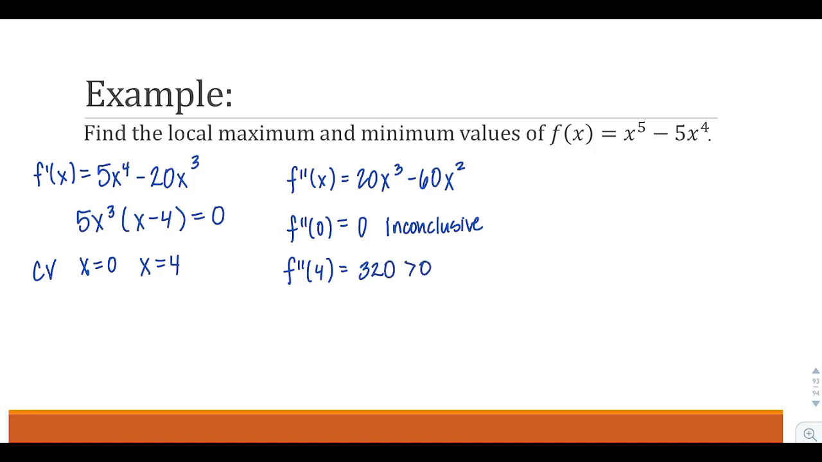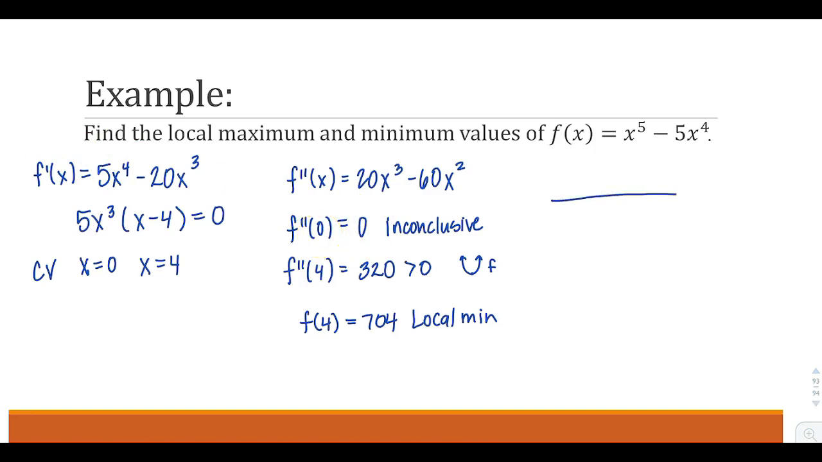So we did get one piece of information here. Since the second derivative at 4 is positive, I have a concave up graph. So that means that f of 4, which is 704, is going to be a local minimum. So I know that much. But I am going to have to go back and try 0 with the first derivative test.